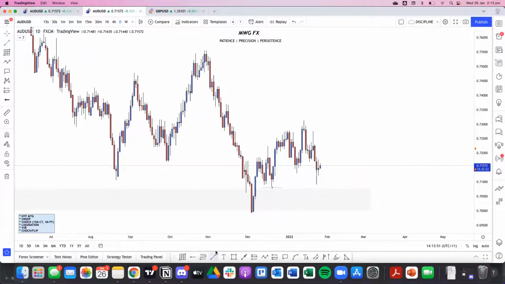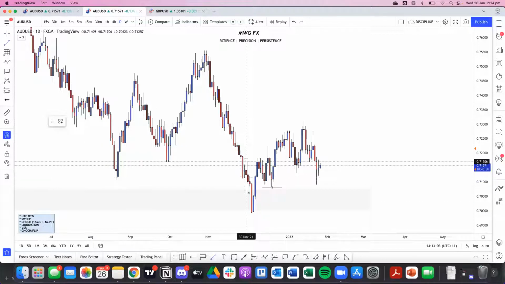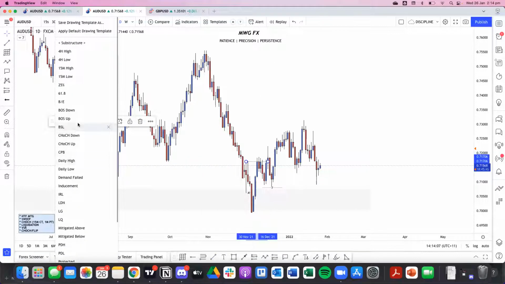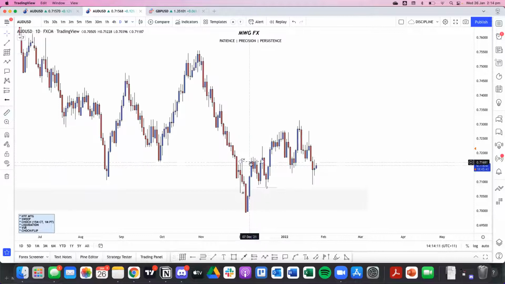We can see here that we've swept liquidity. We swept liquidity from here. And then we had a CHoCH. Whether you want to use wicks or full body candles is fine. Cool. We had the CHoCH. We also had a flip zone.